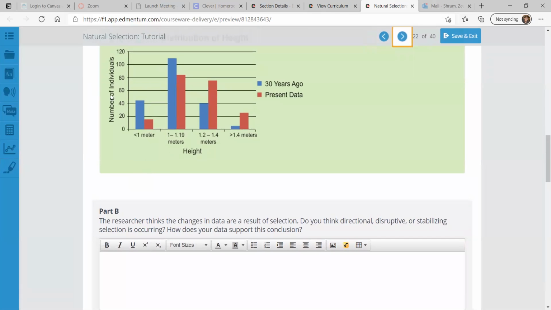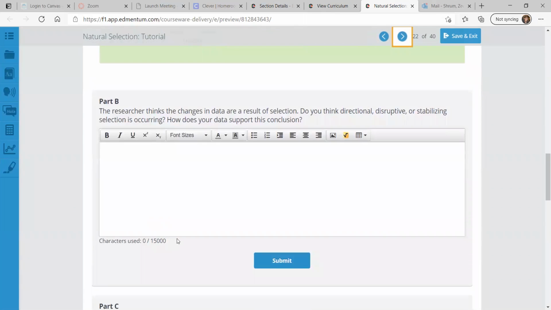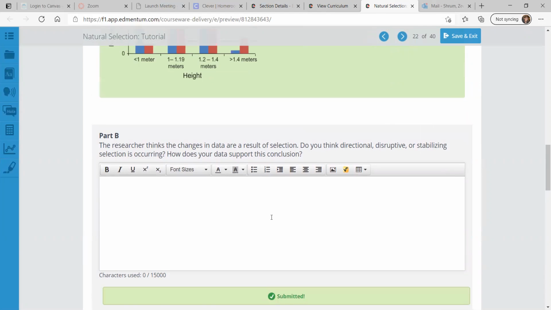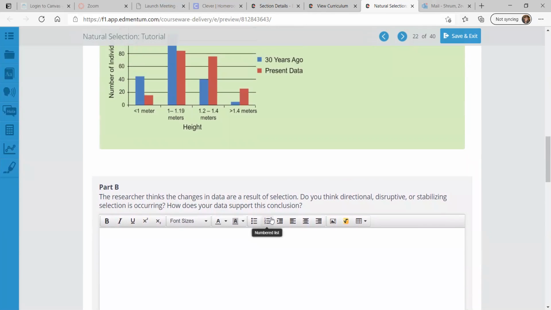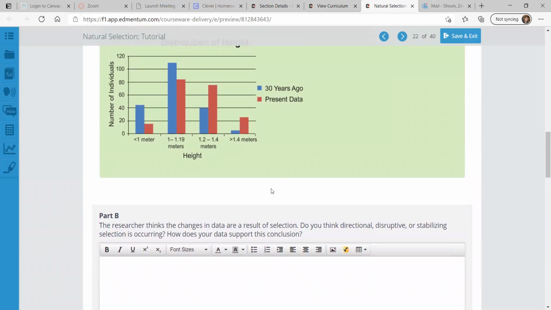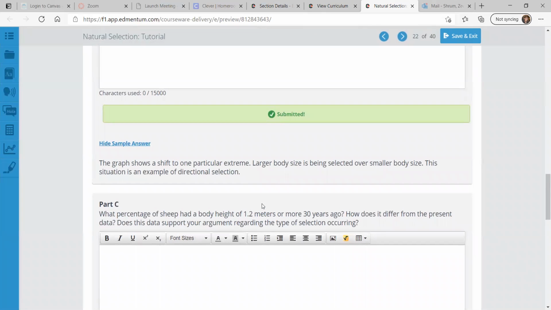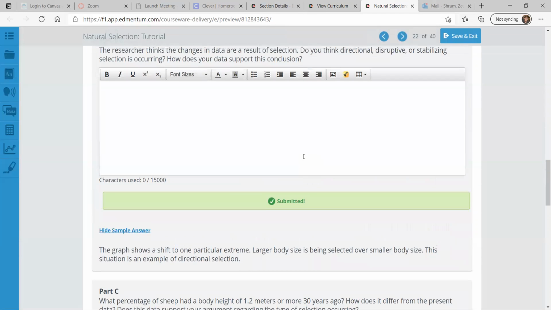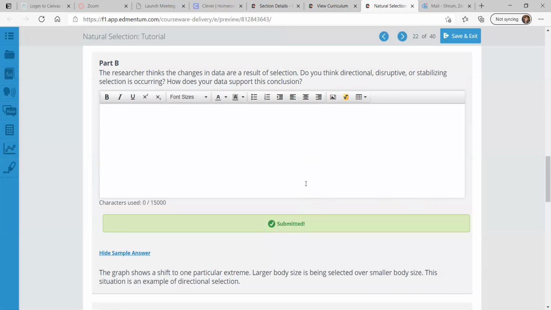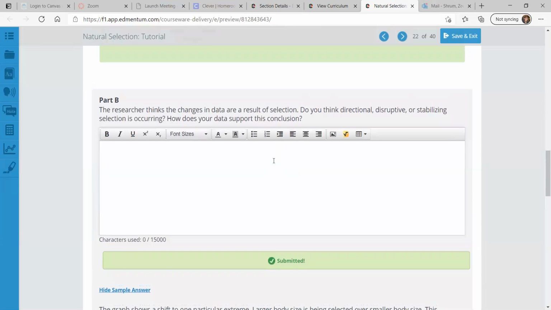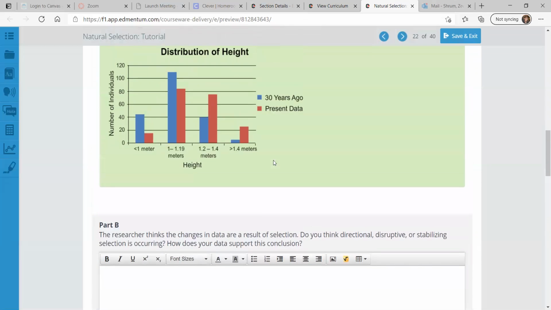So x-axis, y-axis. B, the researchers think that changes in data are a result of selection. Do you think directional, disruptive, or stabilizing selection is occurring? The graph shows a shift to one particular extreme. Larger body size is being selected over smaller body size. This situation is an example of directional selection.